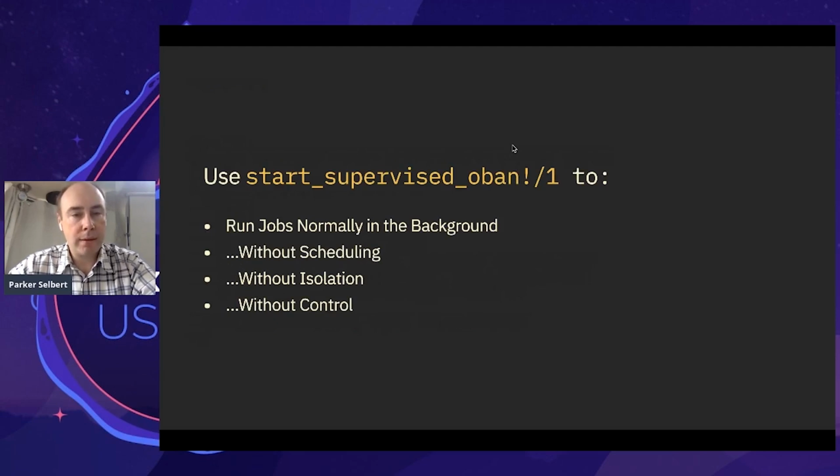So supervised, or start supervised as a helper, is great if you want to just pretend that your application's running as normal. But note that if you do it, you lose a lot of the functionality and the possibilities of isolation, control, scheduling, all of the things the other helpers give you, or that more isolated integration style testing would give you. And so I don't recommend that, as noted before, but it's available as kind of a backdoor if necessary.